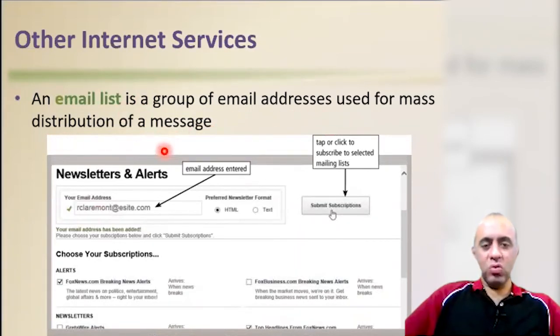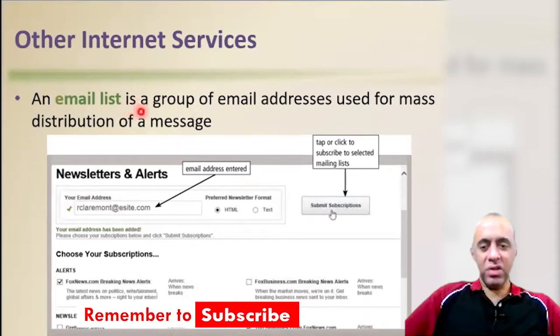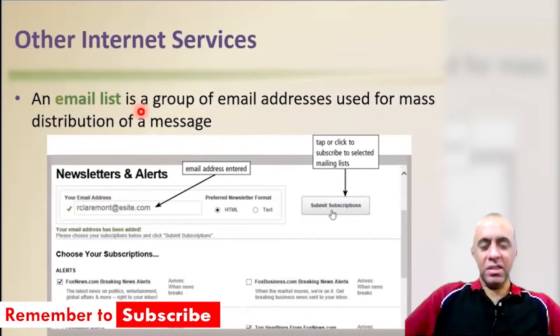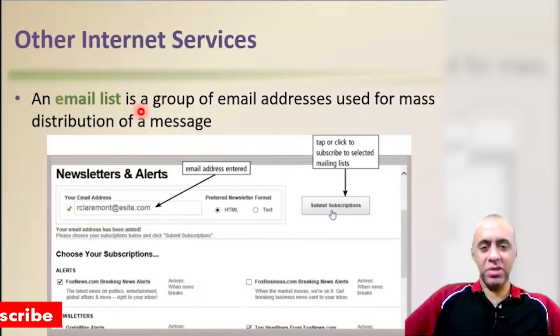An email list is a group of email addresses. You can create a group in your Gmail as well, for mass distribution of a message. For example, you have 10 friends and you want to create an email list. You can do that in Gmail, and then you can send one email to that group, and it will be received by all the 10 recipients.